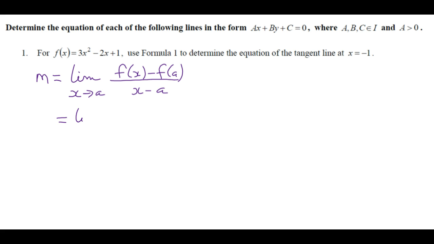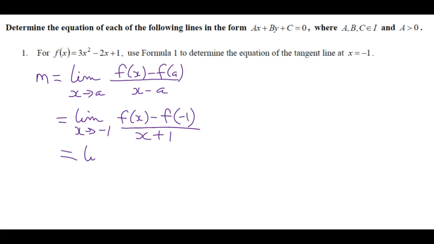Which is equal to the limit. Now we have a value for a, it's -1. We want the x value to be -1. Everybody okay with the x plus 1? Where did plus 1 come from? So x minus a, so x minus -1, which is x plus 1. All right, well, what's f of x? Well, it's defined here. So the limit.